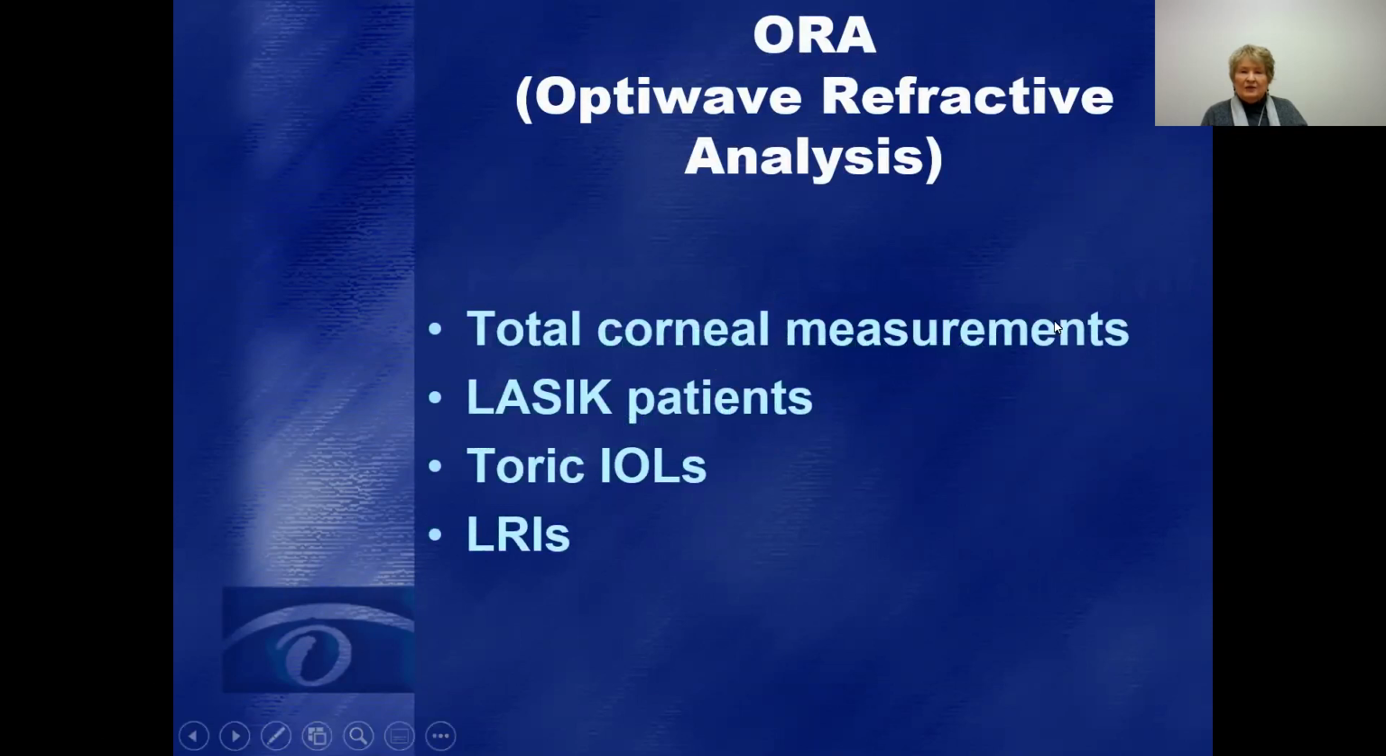Here we go. So this one's called aura, or Optiwave refractive analysis. And this is an instrument that really can be helpful once the doctor's in the operating room actually doing the cataract surgery. What happens is after the lens is removed from the eye, the physician can use this piece of equipment called aura to actually look at the retina and determine the total cornea measurements.